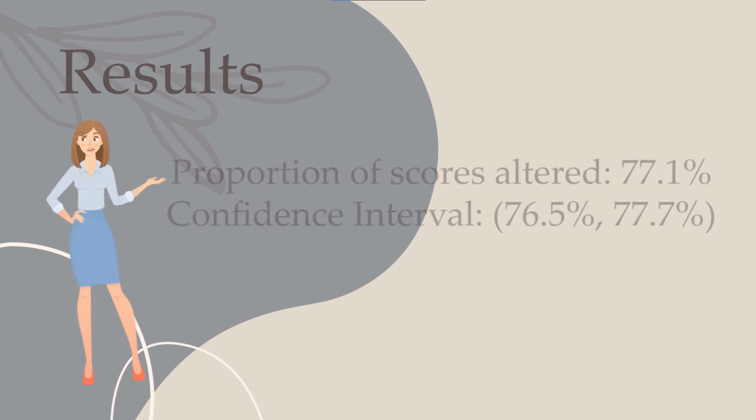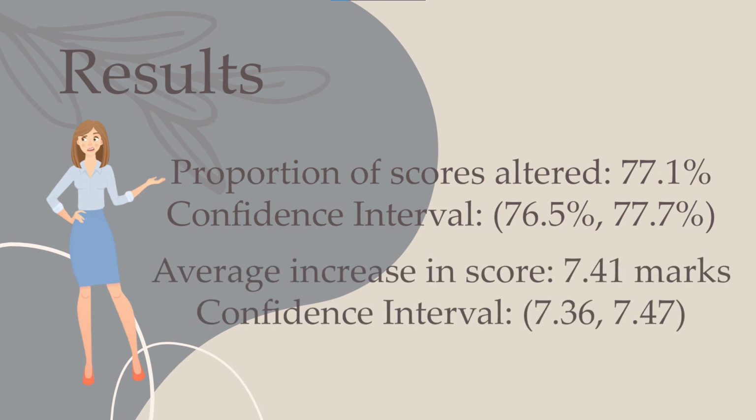From our final model outputs, we would expect that a cheater teacher would alter between 76.5 and 77% of student scores in their class. We would also expect that the average altered scores to be somewhere between 7.36 and 7.47 marks higher than the student's average score.